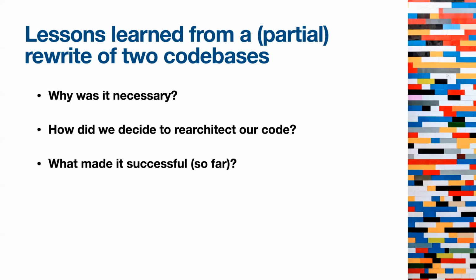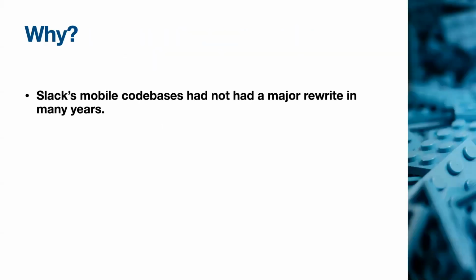Why do we think this was necessary? What decisions do we make about how to re-architect our code? And what has made this successful, at least so far? It's still in progress. So why do we decide to do this?